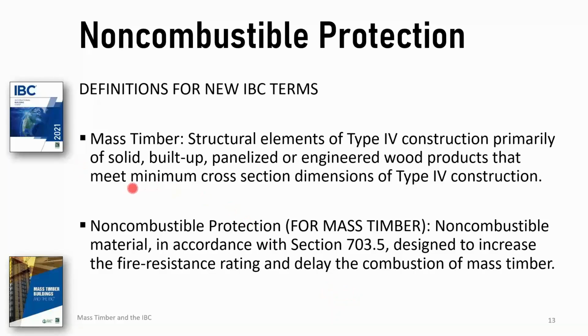Okay, so in the code, mass timber defined, and really the essential part of this definition is that at a minimum, mass timber elements have to meet the minimum cross-section dimensions for type 4 that are in that table in chapter 23 now of the 2021 IBC. They're typically panelized, especially when we get to cross-laminated timber. They become solid timber walls, floors, and roofs rather than repetitive member walls, floors, and roofs.